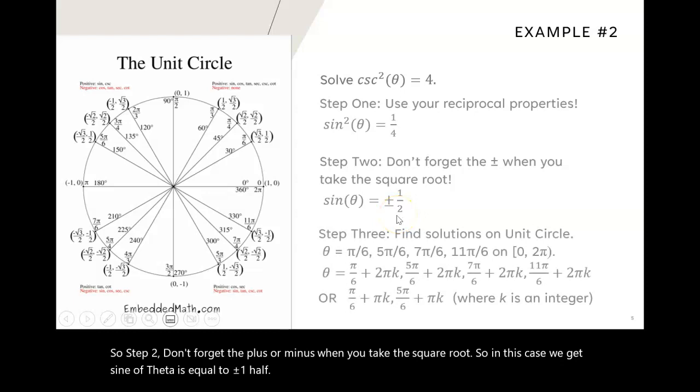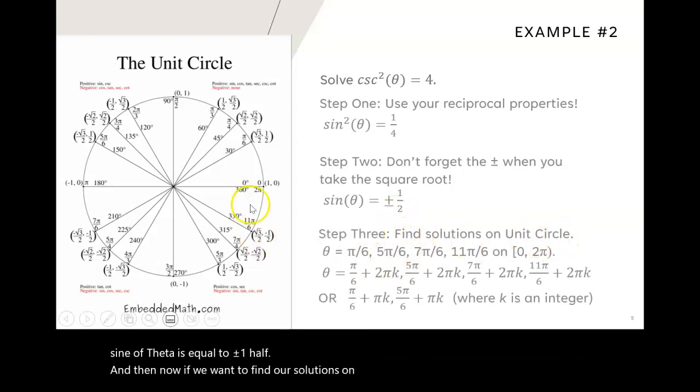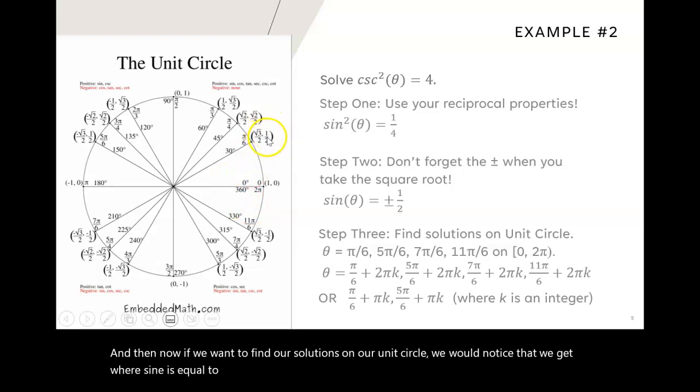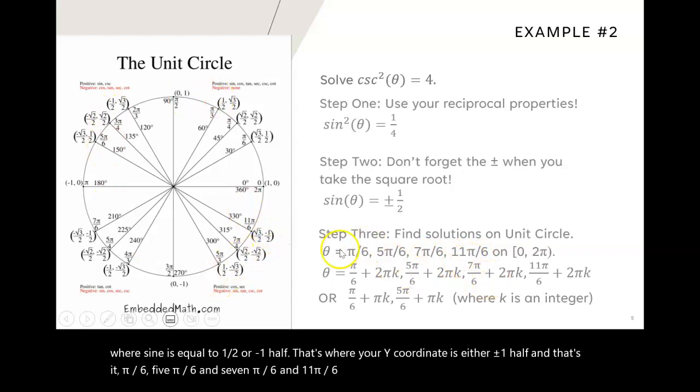And now if we want to find our solutions on our unit circle, we would notice where sine is equal to 1/2 or negative 1/2. That's where your y coordinate is either plus or minus 1/2, and that's at pi over 6, 5 pi over 6, 7 pi over 6, and 11 pi over 6. So all those values would give us a solution on the interval 0 to 2 pi.